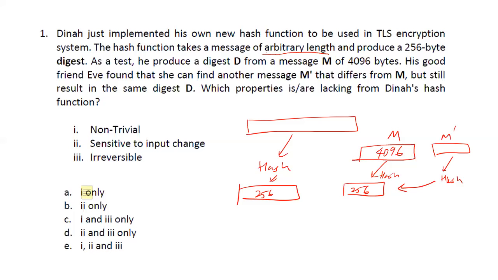Okay, so let's look at it one by one. For the first one, non-trivial. Non-trivial means it must not be something that is too simple or too straightforward. And when you look at this, it seems like two messages which are different can end up having the same hash, correct? So what is lacking? Maybe this could be the answer, maybe it's not, but let's look at the others as well, correct? Sensitive to input change.